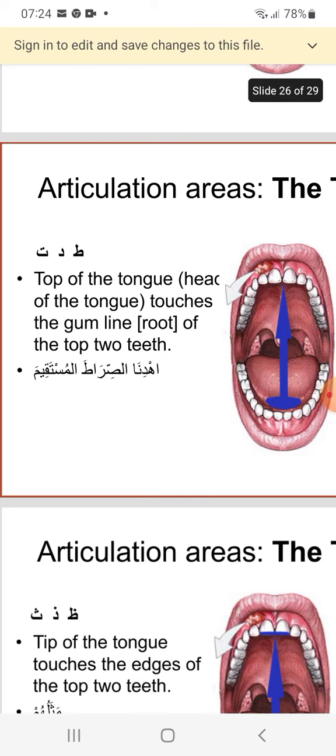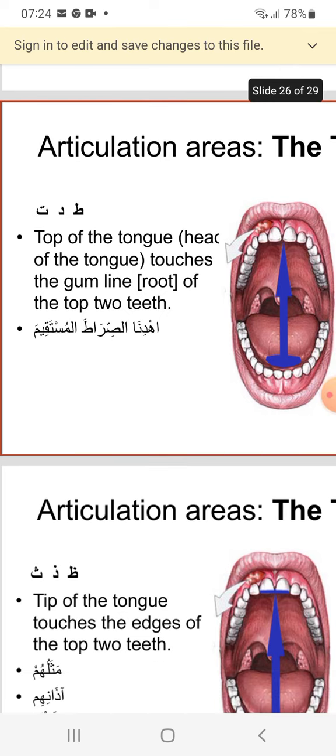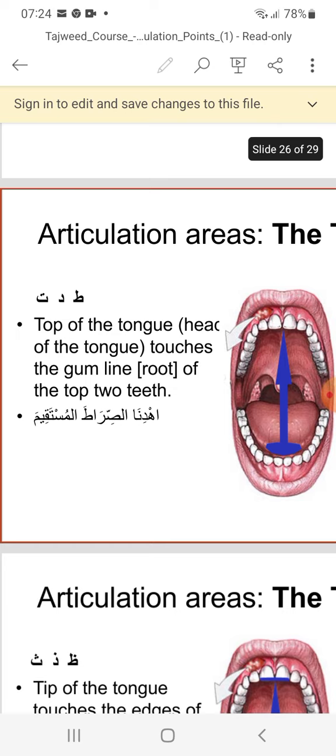If it is preceded by a heavy letter, you have to keep its lightness because the dal is not of the heavy letters. So you should not say, for example, sudur. No, that's not right. You should say sudur, dur. So you have to keep it light.